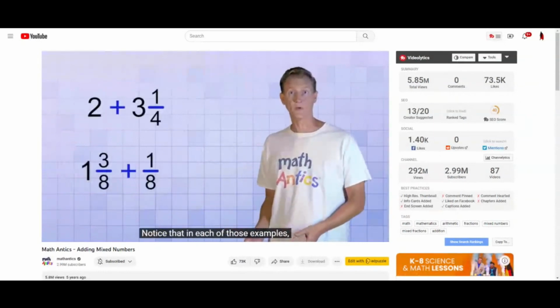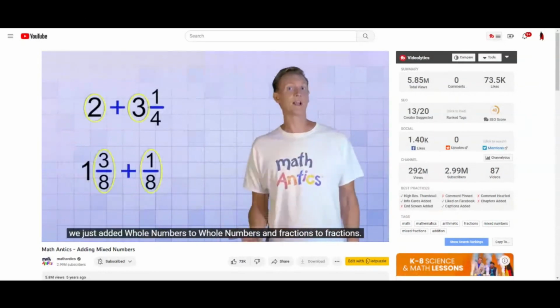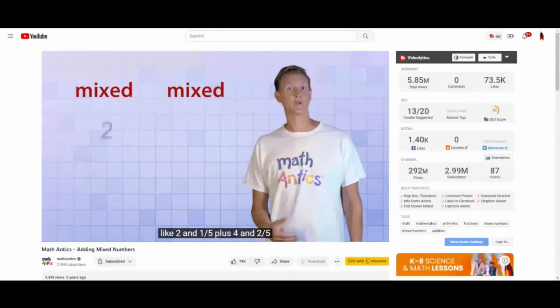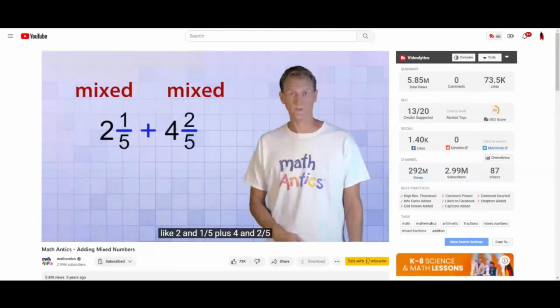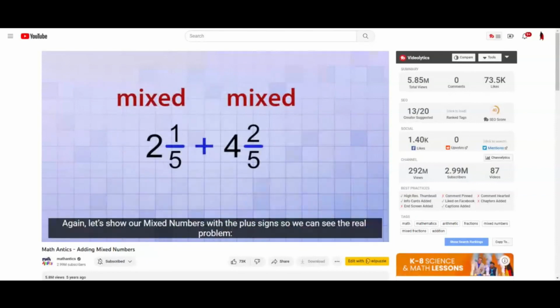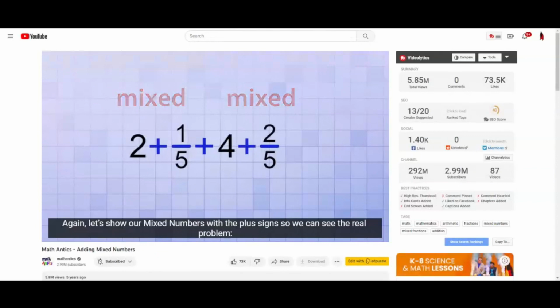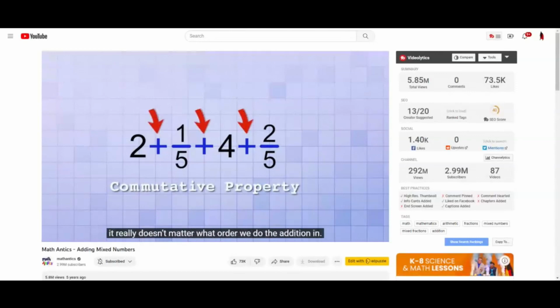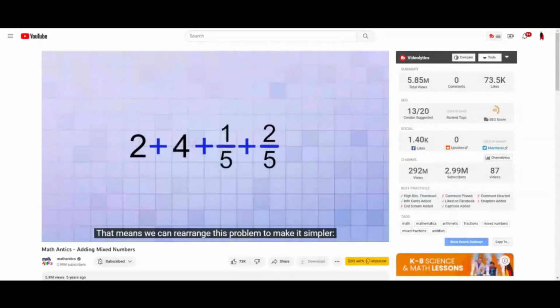Notice that in each of those examples, we just added whole numbers to whole numbers and fractions to fractions. And it works the same way when adding a mixed number to a mixed number, like 2 1/5 plus 4 2/5. Again, let's show our mixed numbers with the plus signs so we can see the real problem. 2 plus 1/5 plus 4 plus 2/5. Because all of these parts are being added and addition has the commutative property, it really doesn't matter what order we do the addition in. That means we can rearrange this problem to make it simpler. Now we have 2 plus 4 plus 1/5 plus 2/5.